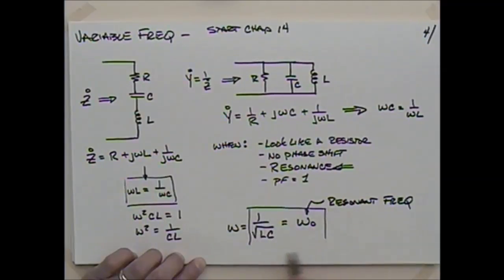Okay, that's our resonant frequency. So if you want to come up with your resonant frequency, it's 1 divided by the square root of LC. And that works on a parallel circuit as well as it works on a series circuit.